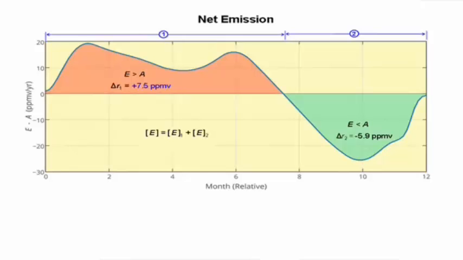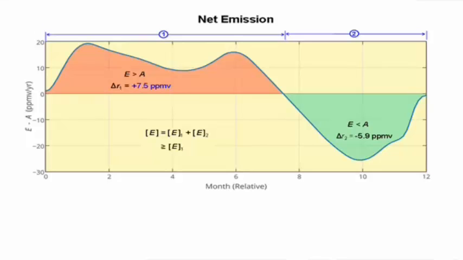Plotted here as a function of month is net emission. It's positive during interval 1, when emission exceeds absorption and CO2 increases. It's negative during interval 2, when absorption exceeds emission and CO2 decreases. Cumulative emission during the year exceeds emission during interval 1 alone: the first 8 months, when CO2 increases.